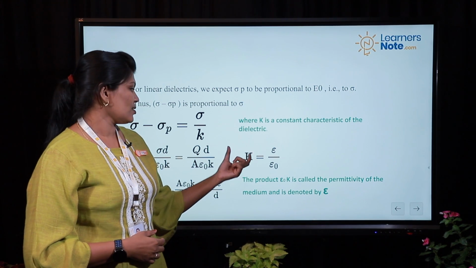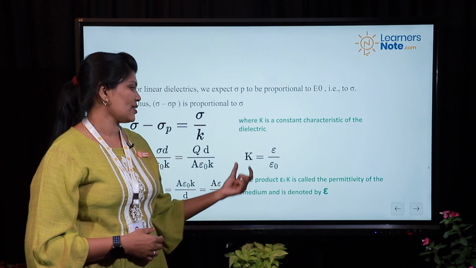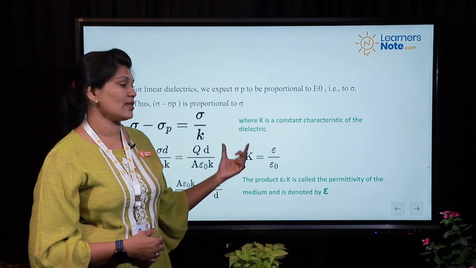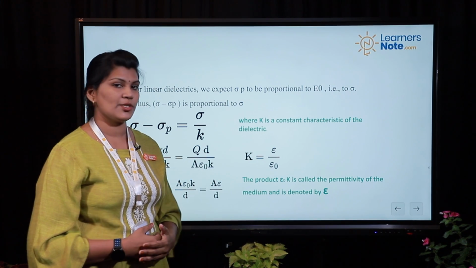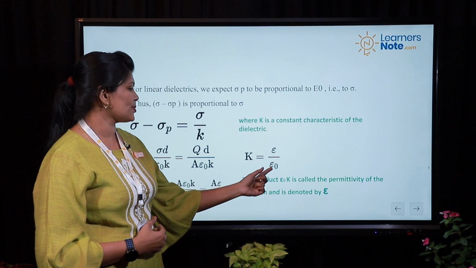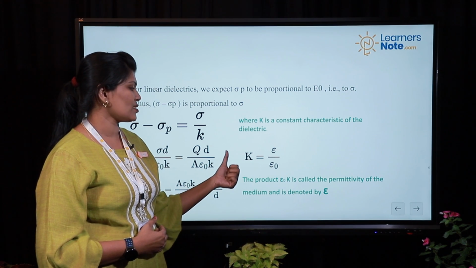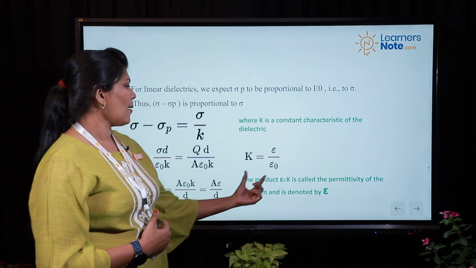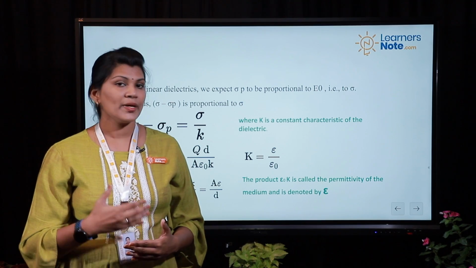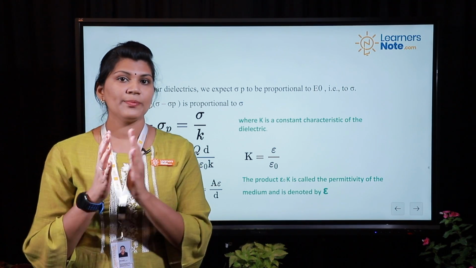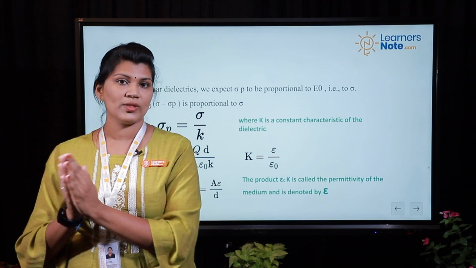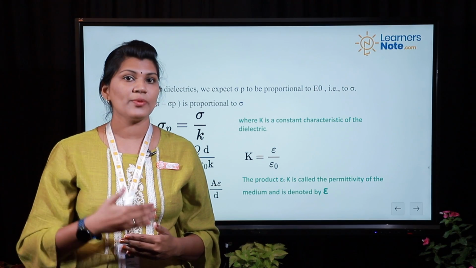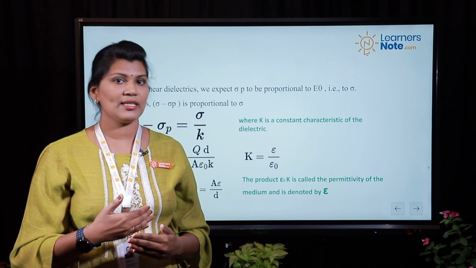Here we are going to make some substitutions. Capital K is equal to epsilon divided by epsilon 0. And if we multiply this epsilon 0 with this k, we get k into epsilon 0 is equal to epsilon, that is the permittivity of the medium. Permittivity means how much that medium permits the flow of charges through it. It depends upon the type of the medium, upon the type of materials we are using as dielectrics.